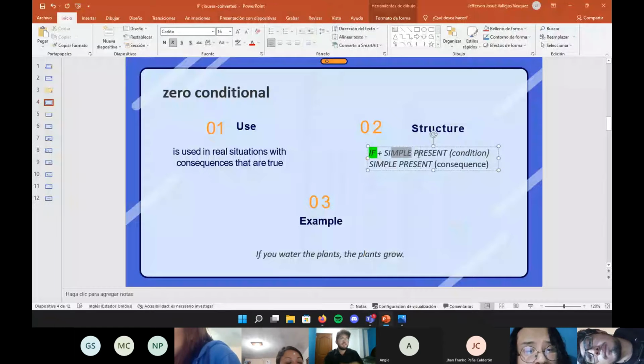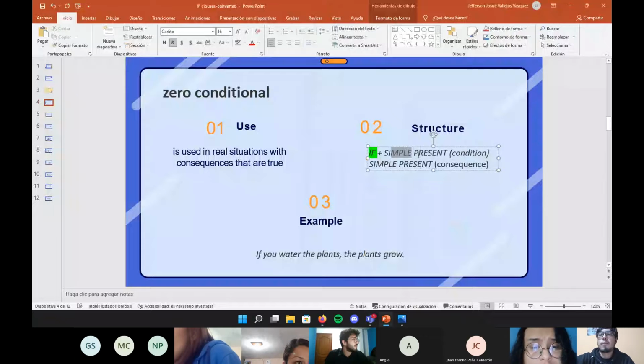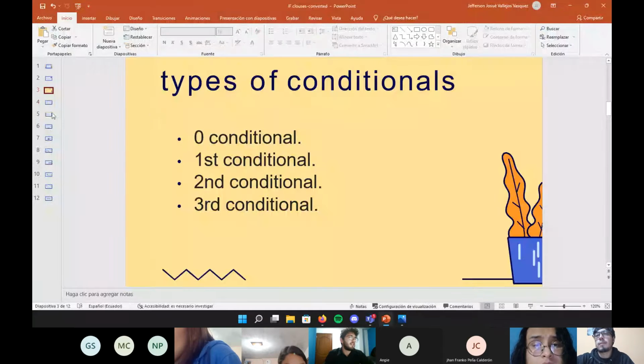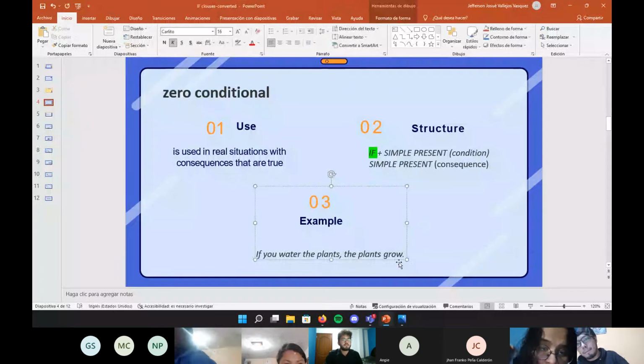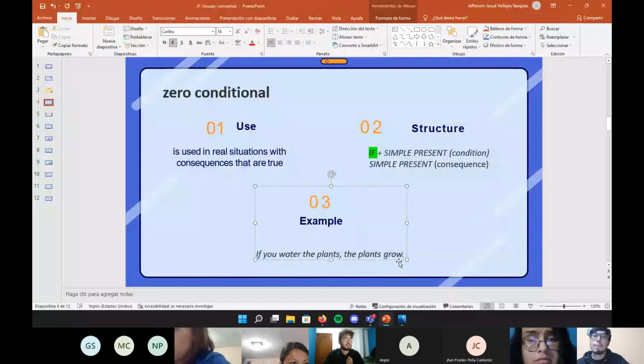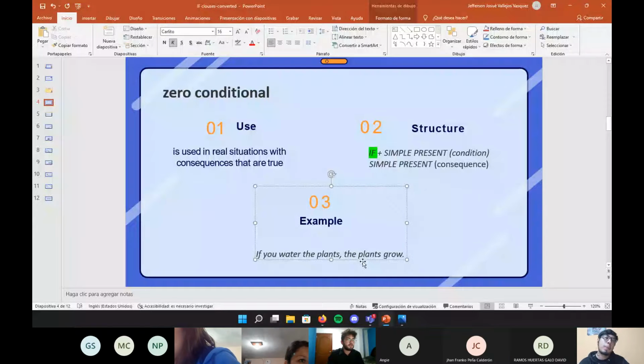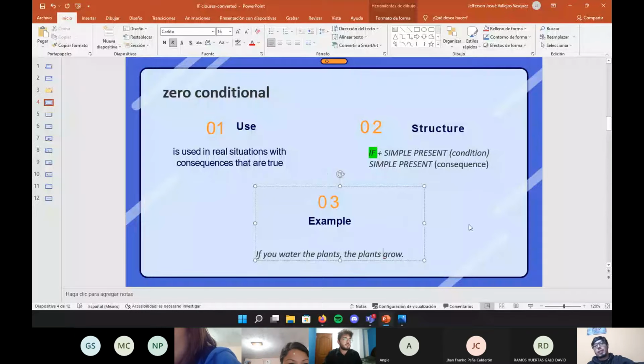But in these cases, when we have the zero conditional, in many cases we can put it with will, okay? For example, those are very similar, okay? If you water the plants, they will grow, okay? But in this case, we are using the zero conditional, okay? If I eat a lot, I get full.